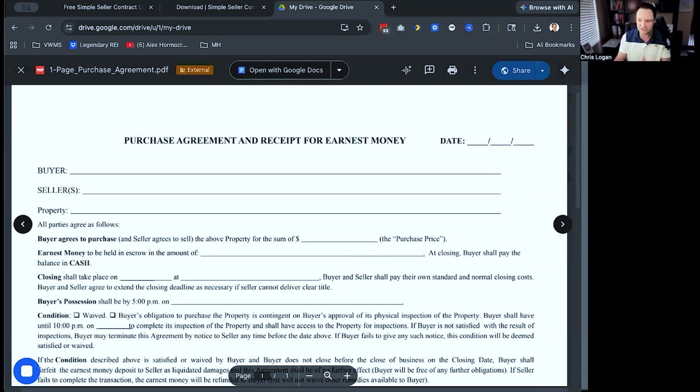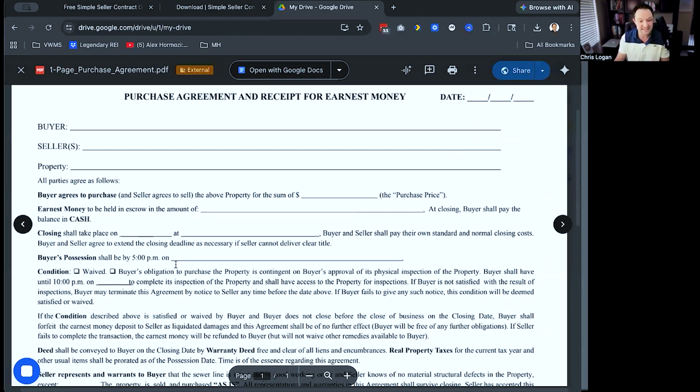There's also language allowing extensions if title issues come up. That protects you from delays outside of your control because delays do happen. Let's go to buyer possession. This is the date you're going to close.